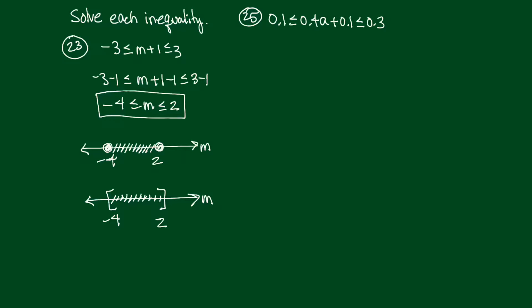And in 25, we've got decimals again. So I've got tenths, tenths, tenths, and tenths. So I'm going to multiply all three parts of this inequality by 10, which means I'm just going to move the decimal point over one place to the right in each case. So if I move this one over to the right, I'll get 1 less than or equal to, move this to the right, I'll get 4a plus, move this to the right, I'll get 1 less than or equal to that one to the right by 1, 3.